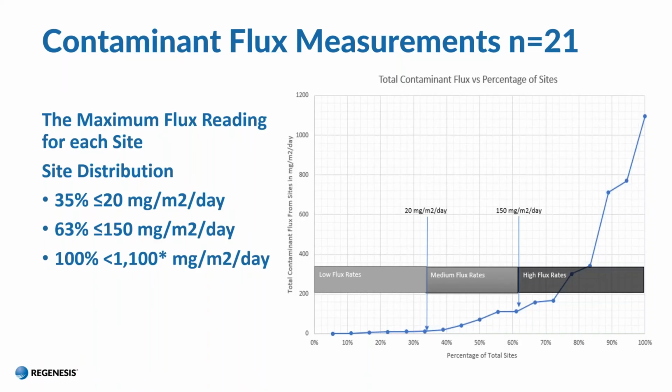And in my final slide, I just wanted to offer this one up to help calibrate what flux high, medium, low is. This is just a distribution for 21 sites. What we did is we took the maximum flux reading for each of the sites, and they distributed out this way. 35% were less than 20 milligrams per square meter per day. At 20 milligrams or less per square meter per day, that is a really straightforward design that is all day long successful. When you get into less than 150, 63% of sites were less than 150.